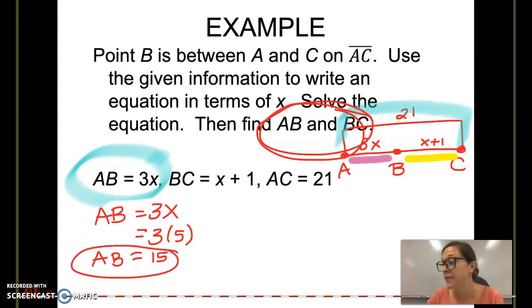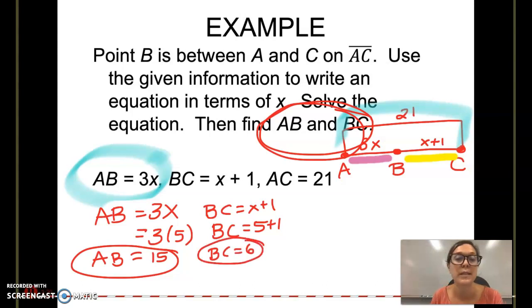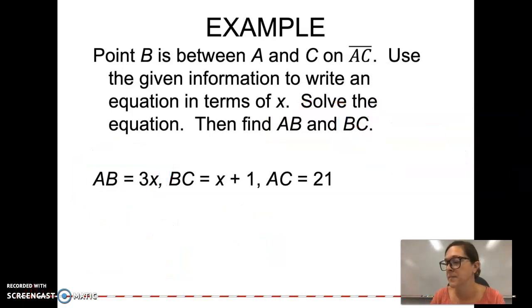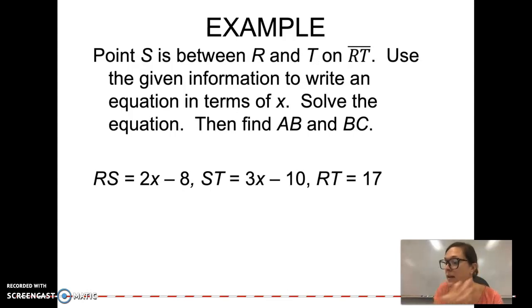Let's do the same thing for BC. BC is the expression x plus 1. And what did we say x was? 5. So BC is equal to 5 plus 1, which is 6. Now this is where we can check to make sure we did things correctly. Is 15 plus 6 21? Yes, it is. So we know that we did it correctly. Okay, let's do one more like this. And then you can try some on your own in some classwork.